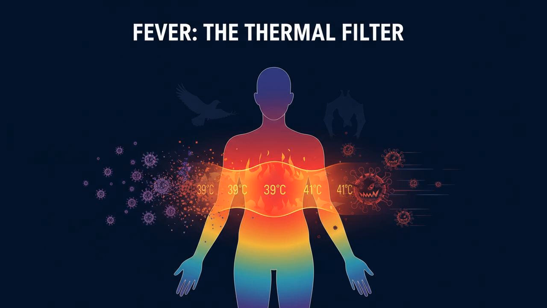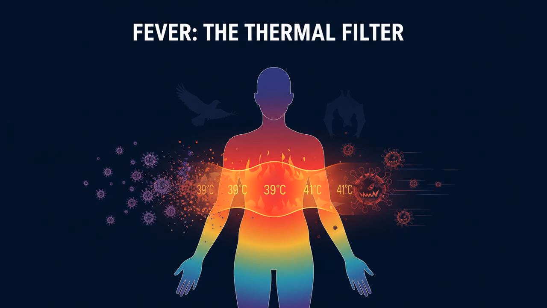This is where zoonotic spillover becomes a biophysical gauntlet. Biological organisms operate within strict thermal windows. Humans generally maintain a core body temperature of 37 degrees Celsius. When we get infected, we mount a fever response, pushing that temperature to 39 or 41 degrees. We often think of fever as just a symptom, but biologically it is a thermal filter. It is designed to cook out pathogens that cannot replicate efficiently at high heat. For a virus to jump into humans, it must survive this thermal filter.